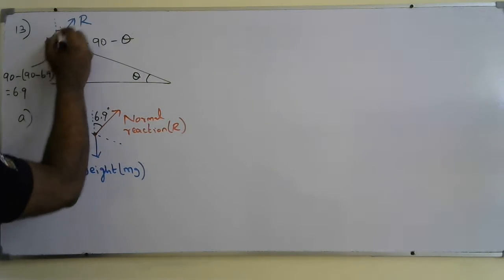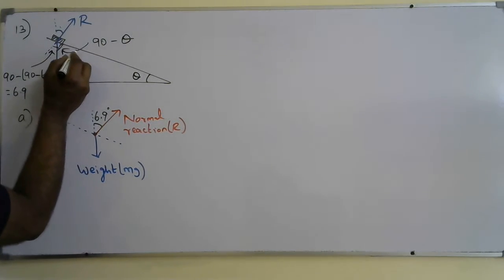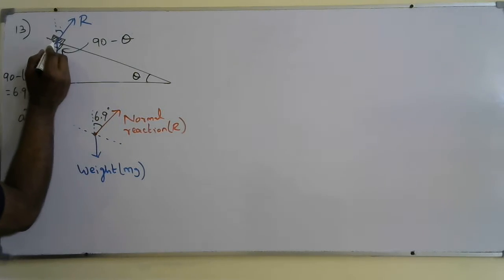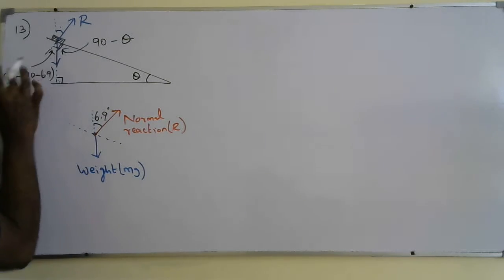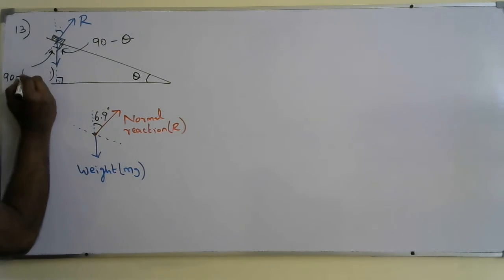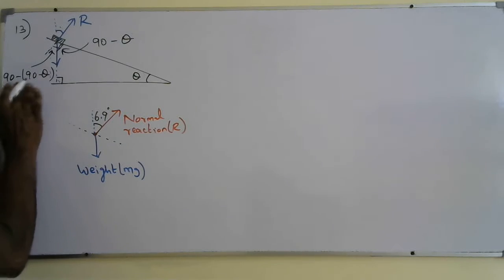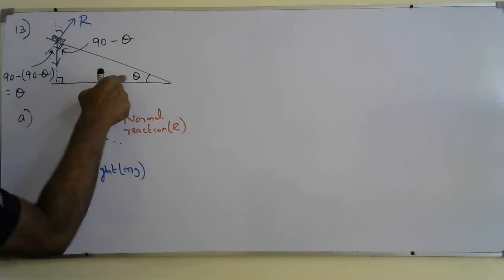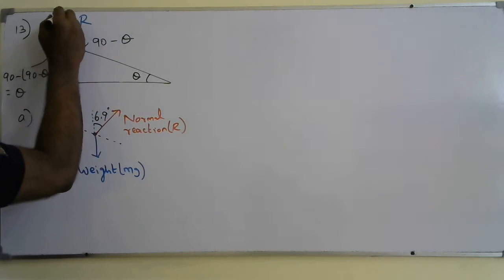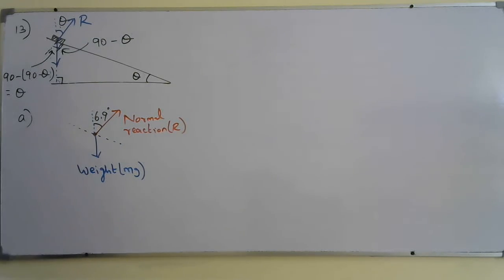The normal direction R is perpendicular to the slope. So this is 90 minus theta, meaning the total angle between this blue line and black line is 90. So this will be 90 minus theta, and that will be theta. Whatever the angle given will be the angle here. That's the reason I mark it as 6.9 here.